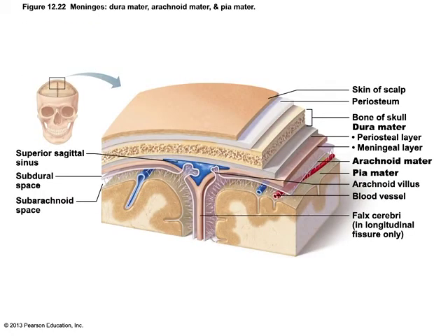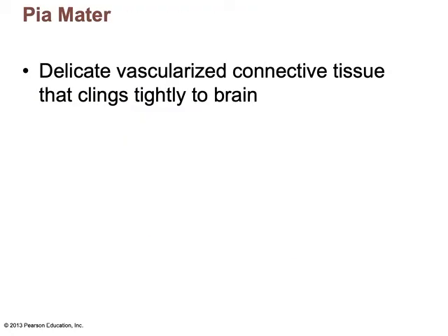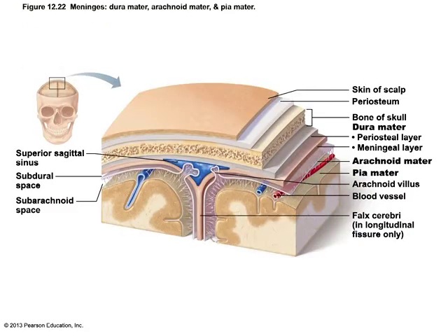The pia mater is the deepest meninx, and it clings very tightly to the brain, and it has lots of blood vessels in it. Okay, it's extremely delicate. All right, but it is a critical meninx because it helps to anchor the extensive blood supply close to the neural tissue that requires it.